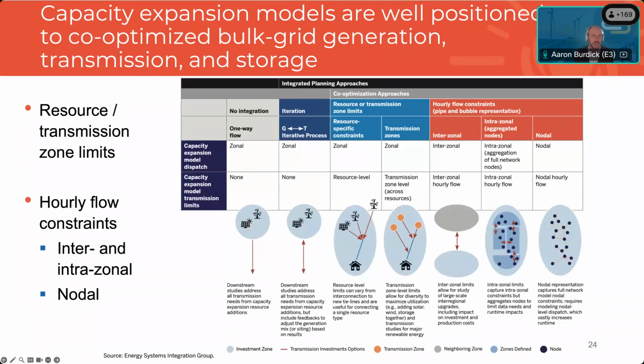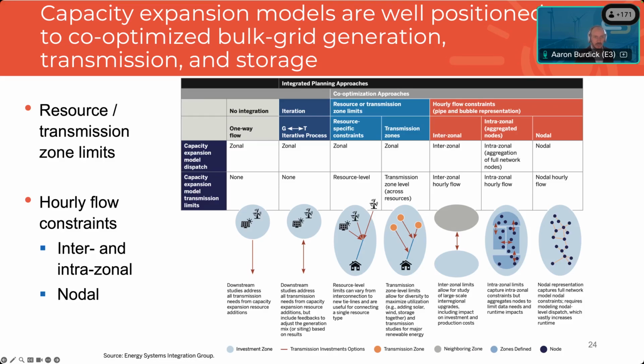So starting with the bulk grid co-optimization question, we found, and the task force agreed, that current models today, so current capacity expansion models, are well positioned to co-optimize generation, transmission, and energy storage siting. And we talk about a few different ways, non-mutually exclusive ways, that those can be incorporated into the optimization problem. So we have this table here.